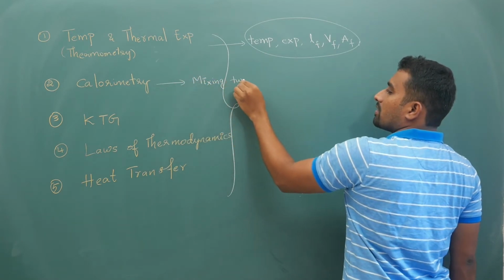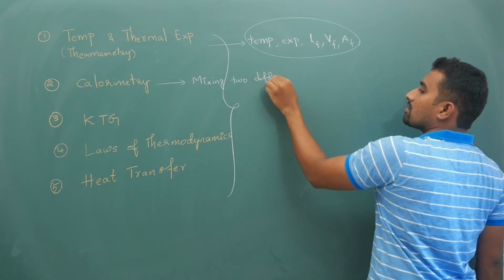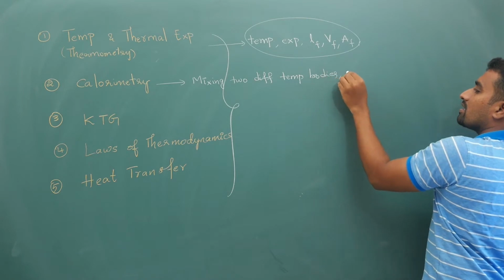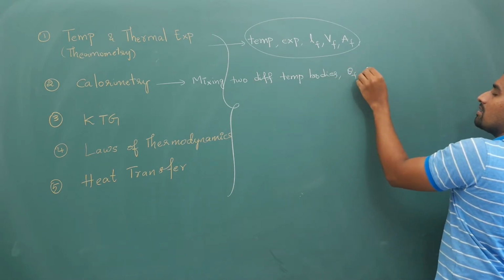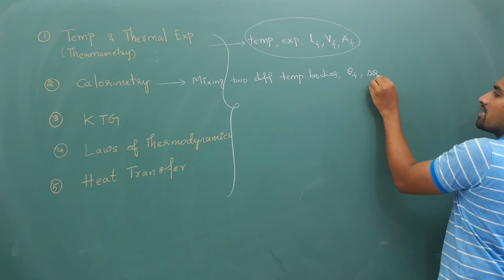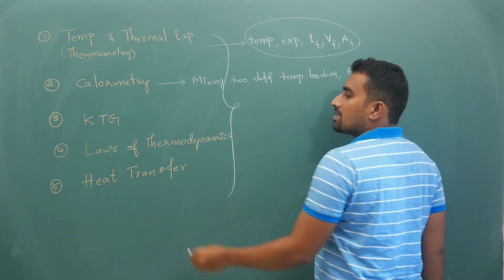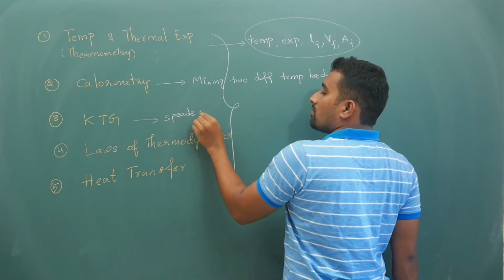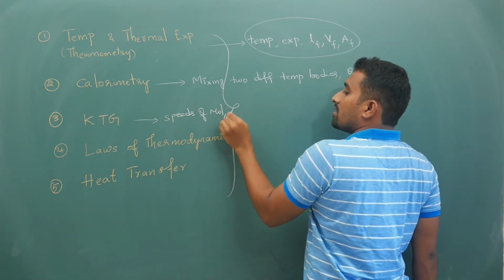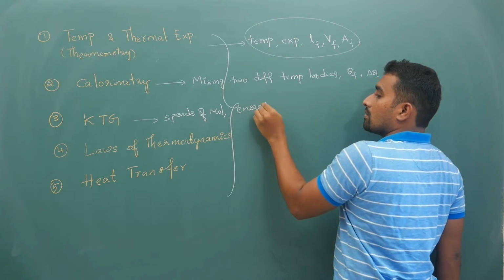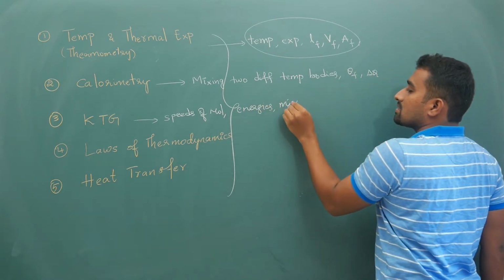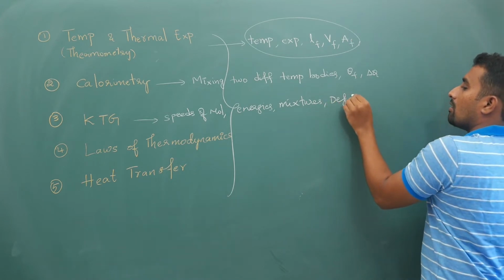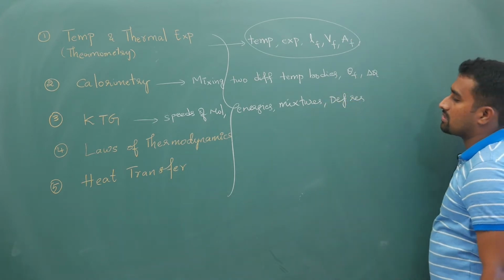So in this chapter more concentration will be on expansion, and in calorimetry our concentration will be mixing two different temperature bodies, and calculating final temperature and heat exchanged. And in kinetic theory of gases we will be seeing speeds of molecules, energies, and mixtures and degrees of freedom. All these kind of stuff we will be studying.